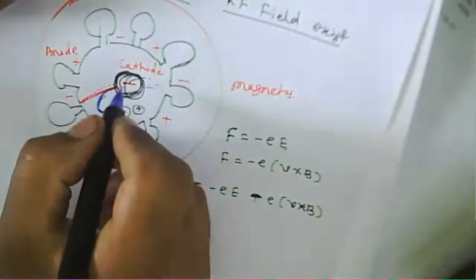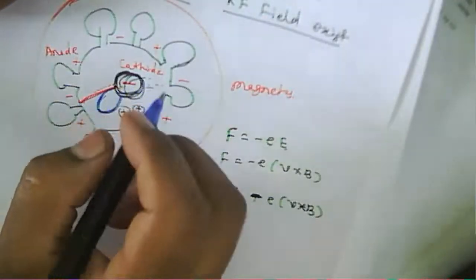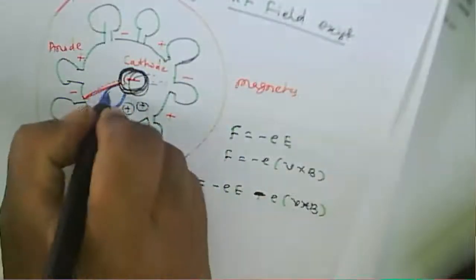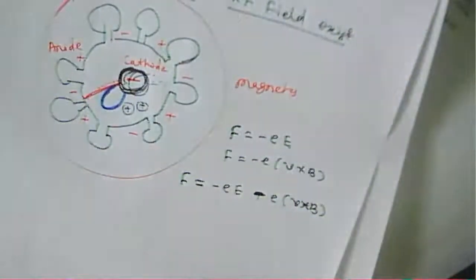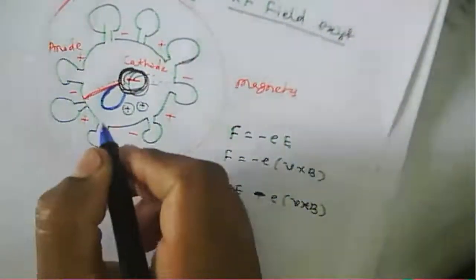And for some of the electrons, because acceleration and deceleration of the electron take place there, the electron velocity increases, so they move faster, and they will bend and reach the cathode.